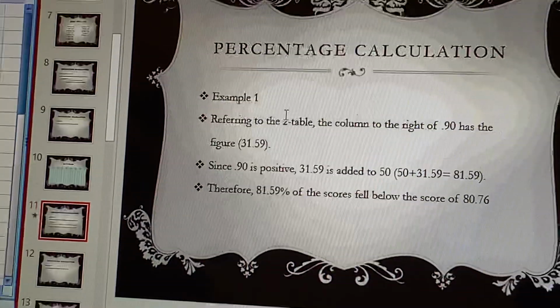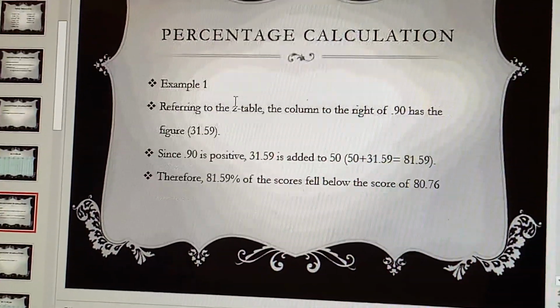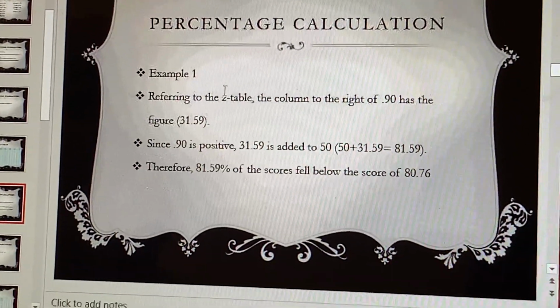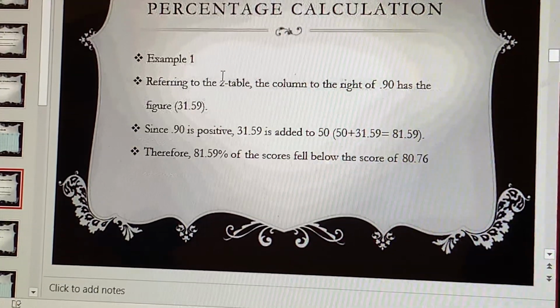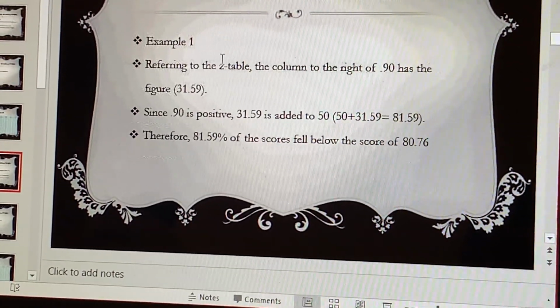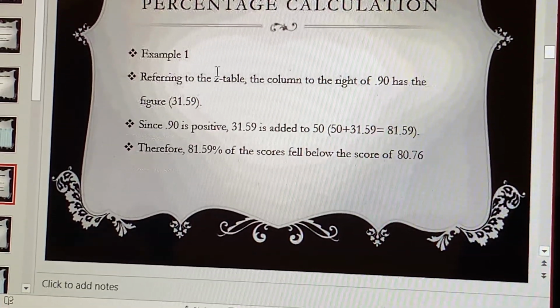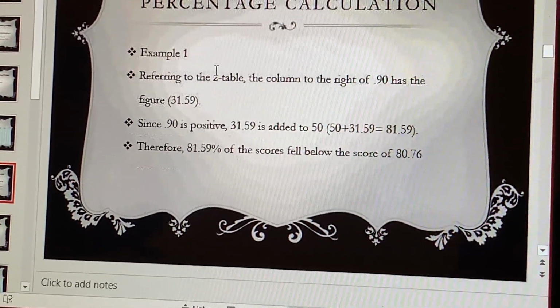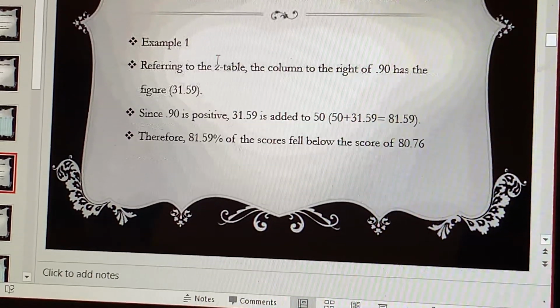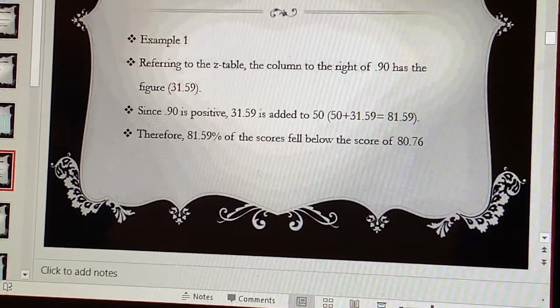All right, 31.59. Well, since 0.90 was positive, 31.59 is added to 50. So that will give us 81.59. That means that 81.59% of the scores fell below the score of 80.76.